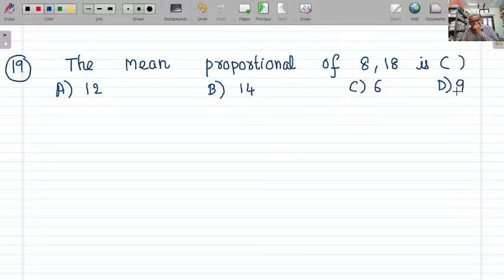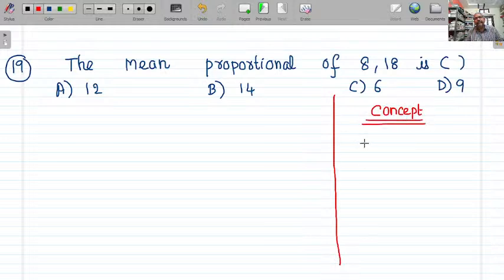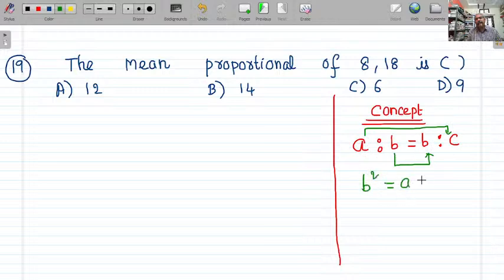The mean proportional or second proportional are the same itself only. So let's have a discussion on the concept. A is to B equals B is to C. So my dear students, here B is called second proportional or mean proportional. So now B into B is multiplied with A into C, because product of extremes is equal to product of means, that is B into B, B square is equal to AC. We need B, so B is equal to square root of AC.